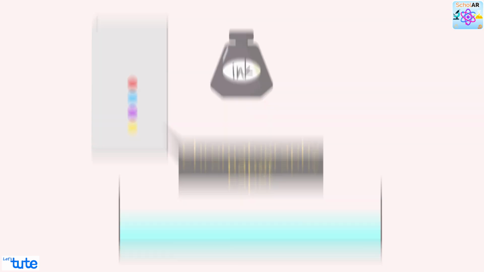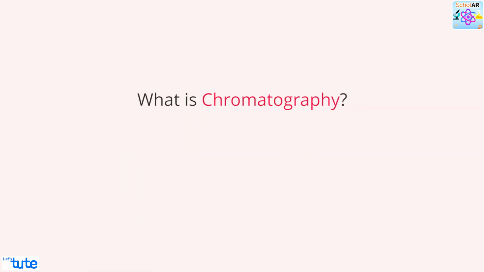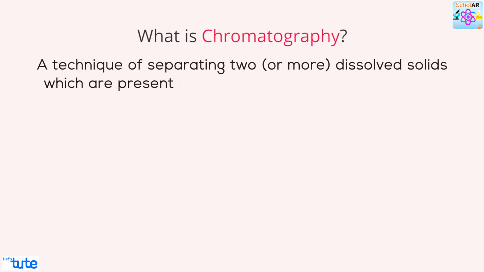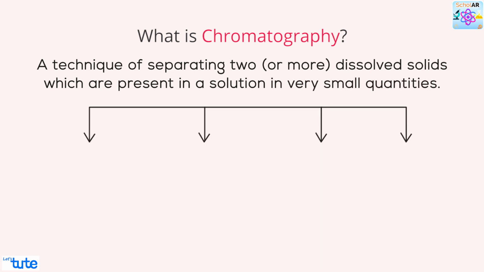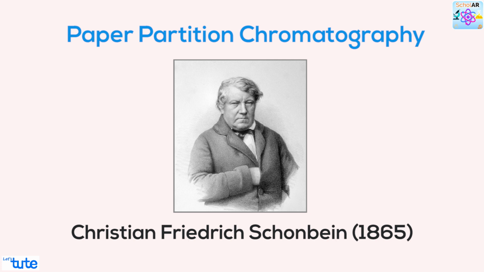So let's start. But wait, how are we going to do this? And what does chromatography mean? Chromatography is a technique of separating two or more dissolved solids which are present in a solution in very small quantities. There are various types of chromatography, that is paper chromatography, thin layer chromatography, liquid chromatography, and gas chromatography. In this session, we are specifically going to deal with paper chromatography, or to be more specific, paper partition chromatography. It was first introduced by German scientist Christian Friedrich Schonbein.